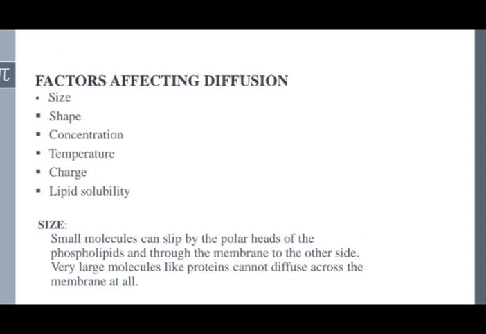Factors affecting diffusion: size, shape, concentration, temperature, charge, and lipid solubility. First, size. Small molecules can easily slip between the polar heads of the phospholipids and through the membrane to other sites. So, small molecules can slip through the membrane more easily than other molecules.